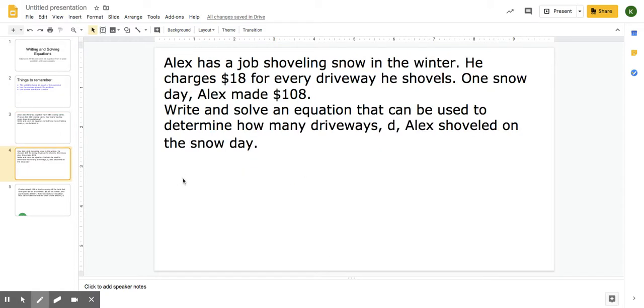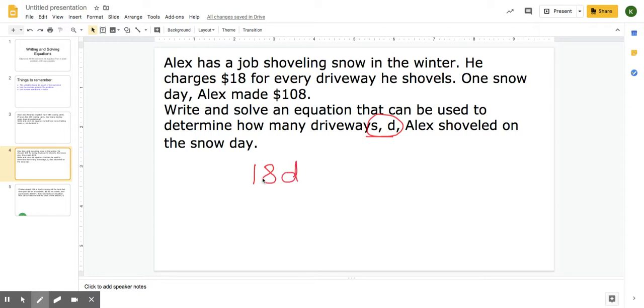The next word problem we're going to look at says that Alex has a job shoveling snow in the winter. He charges $18 for every driveway that he shovels. One snow day, Alex made $108. Write and solve an equation that can be used to determine how many driveways D Alex shoveled on the snow day. So if we think about the fact that he makes $18 for every driveway, we would want to multiply 18 by the number of driveways Alex shovels, which is represented by the variable D.